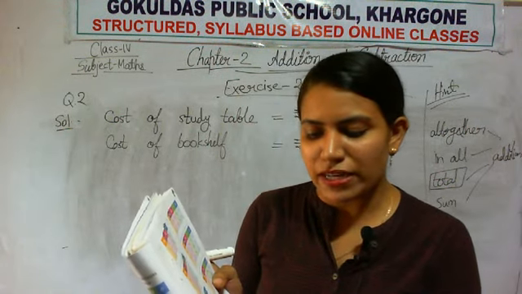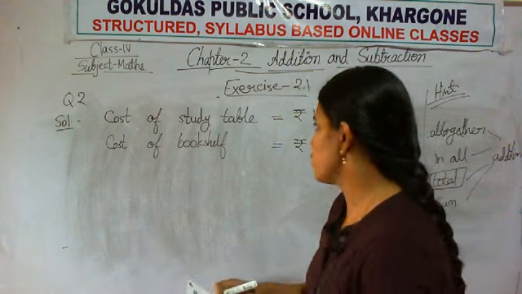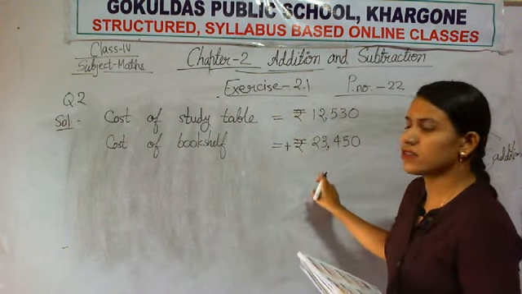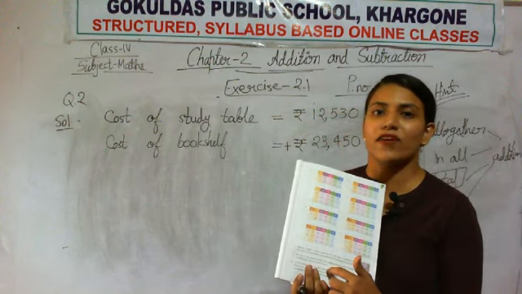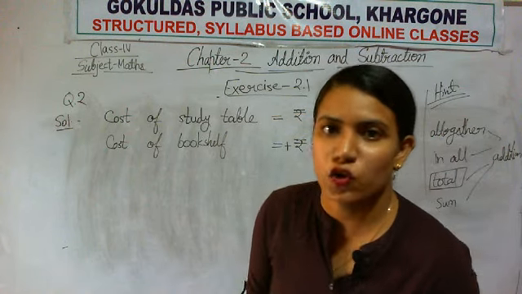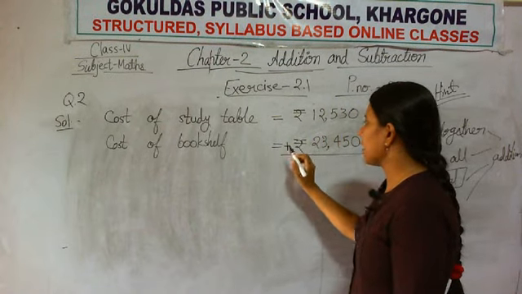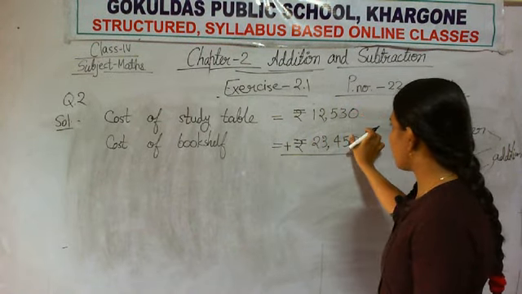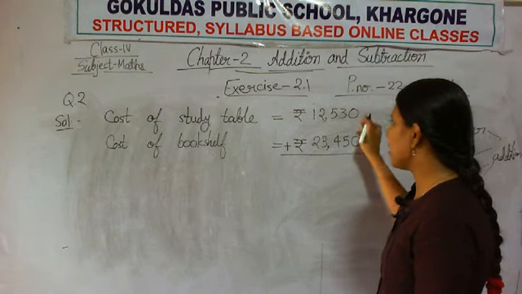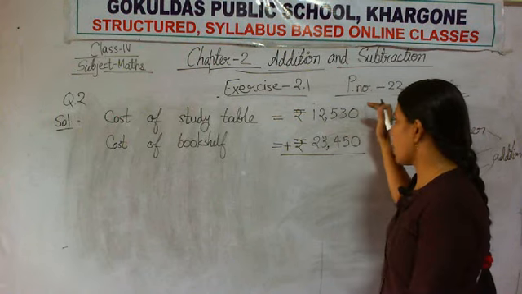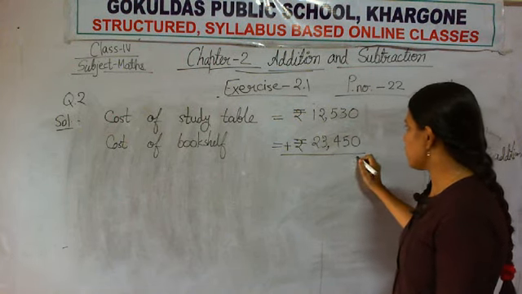Find the total money spent by him in buying the two items. So what will you do? You will perform addition, as you see that the word total has come in our question. So now start adding. Add the ones column, 0 plus 0. Always start adding from the ones column. 0 plus 0 is 0.